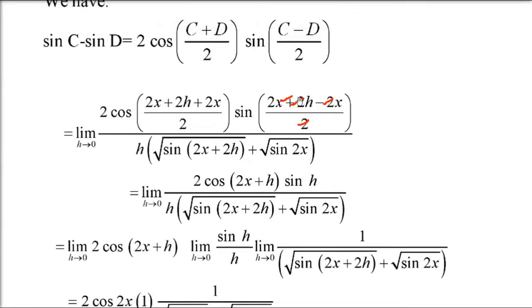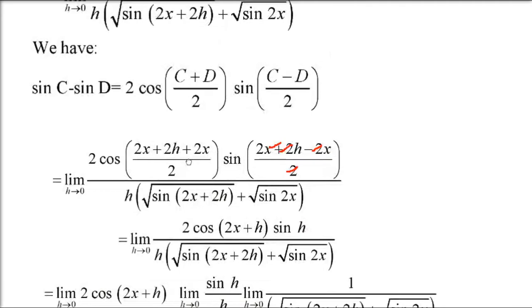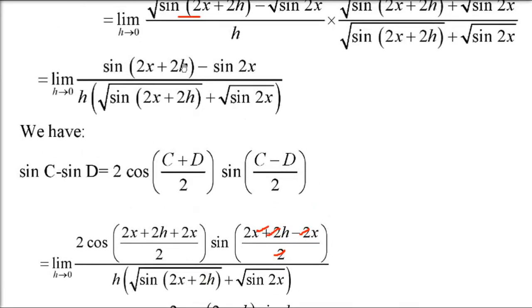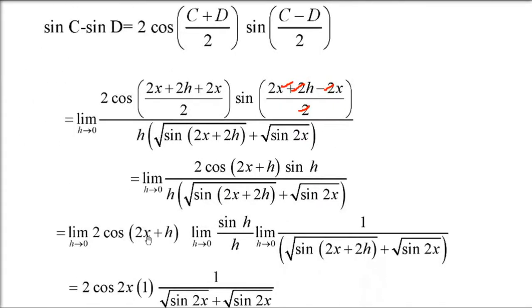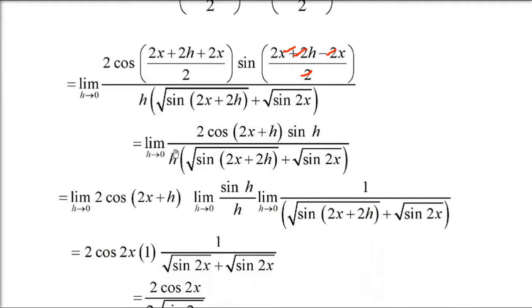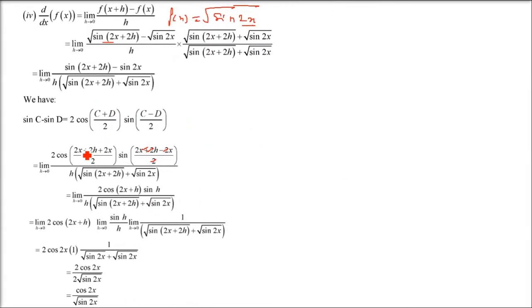Now we will concentrate on this sin h. You already have an h in the denominator. We have an h here. So sin h by h will be what? 1, as the limit h tends to 0. Sin h by h is 1. This is 2 cos. Now this h is also 0. Put it here. 2x plus 2x is 4x, 4x by 2. So you have 2 cos((2x + 2x + 2h)/2), which is 2 cos(2x + h).